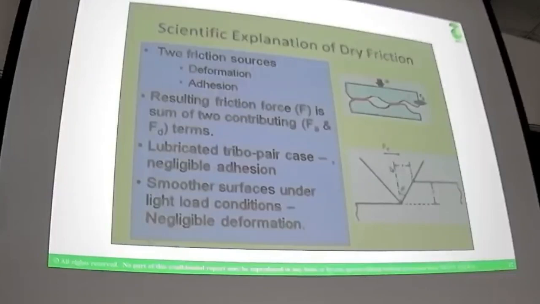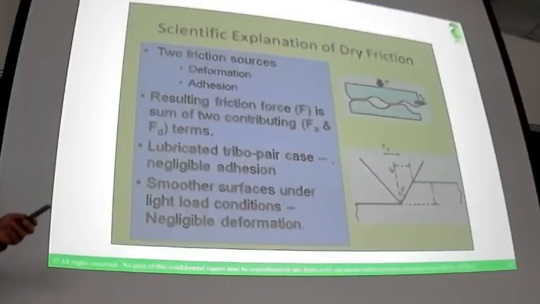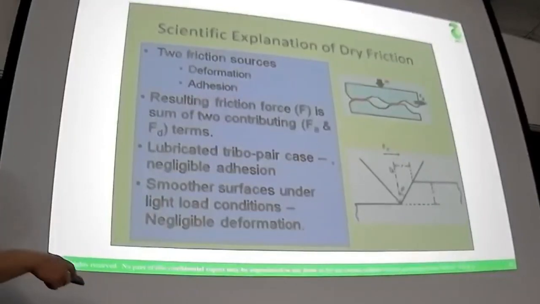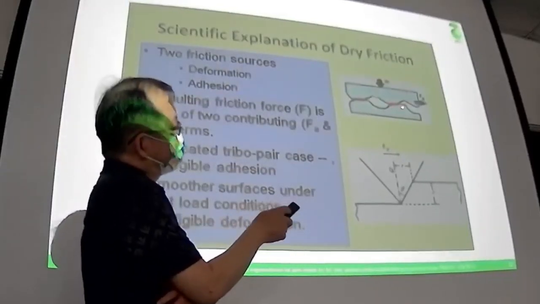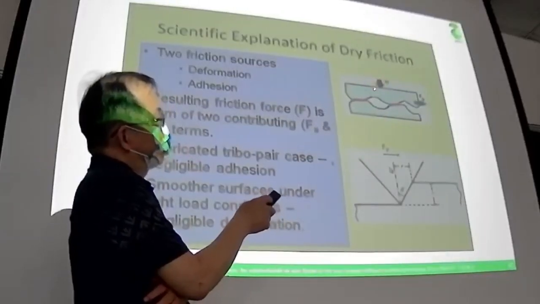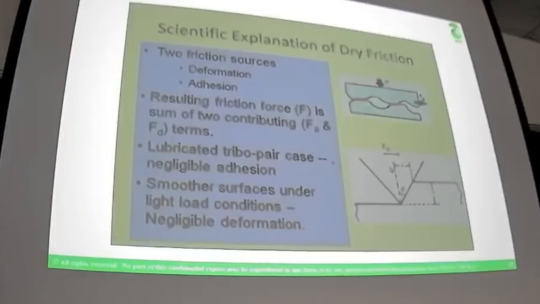We actually have two sources of friction. One is from the deformation. The second one is from the adhesion. So we have a first body and a second body, with a normal force or normal load applied, and we have a relative motion. The friction is usually generated by two different sources: one is deformation, another one is adhesion.